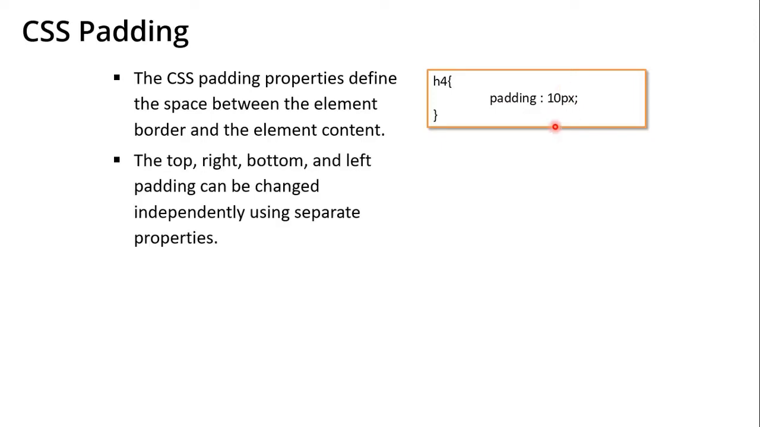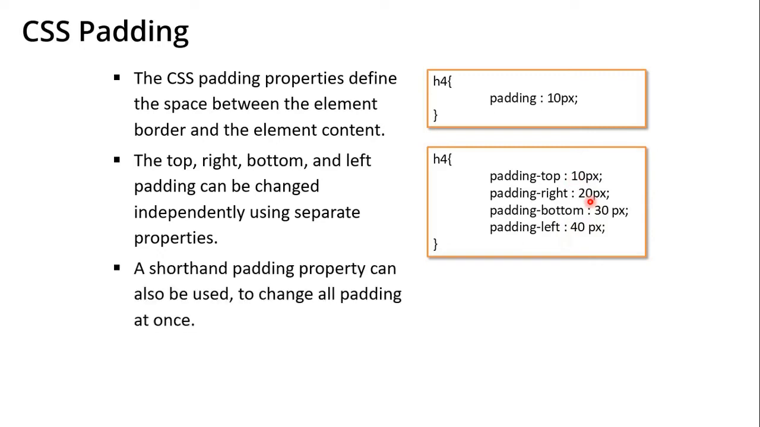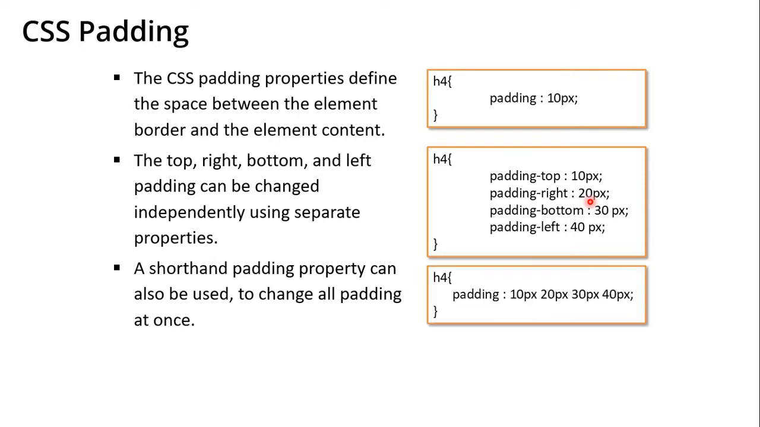The top, right, bottom and left padding can be changed independently using separate properties. Here we have padding 10 pixel, and we can separate them into top, right, bottom, left, as I have explained in the example. According to our requirement we provide the pixel value. So this is the CSS padding. A shorthand padding property can also be used to change all padding at once. We can write padding colon 10 pixel, 20, 30 and 40 pixel. It is a shorthand.